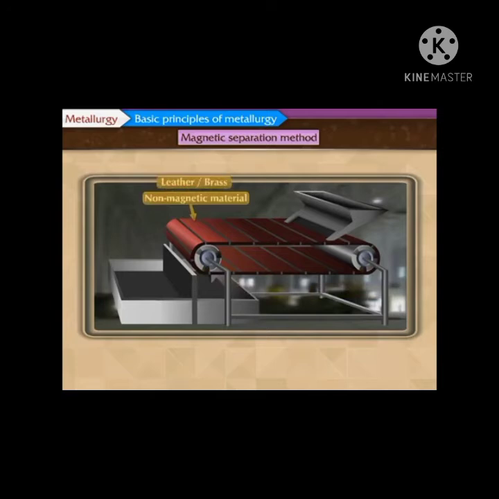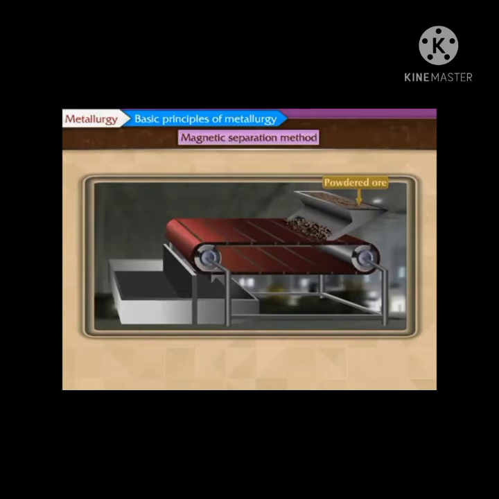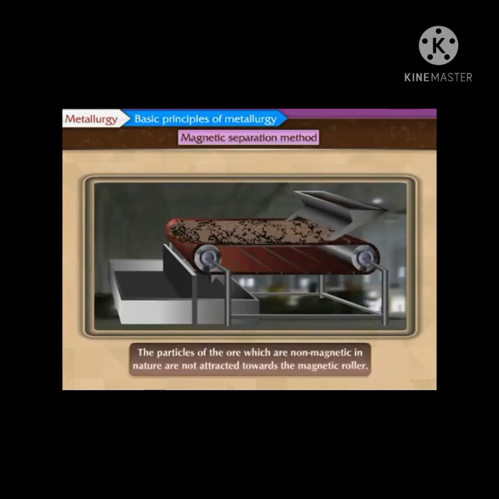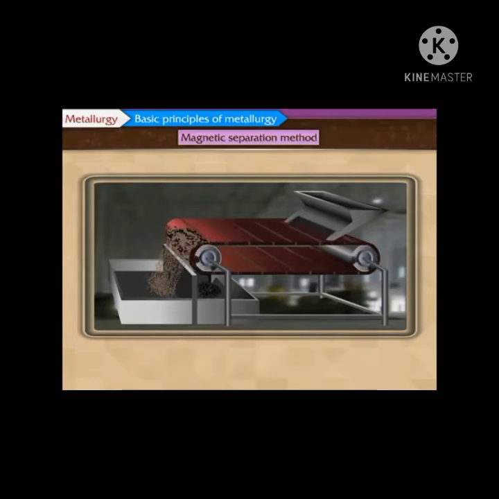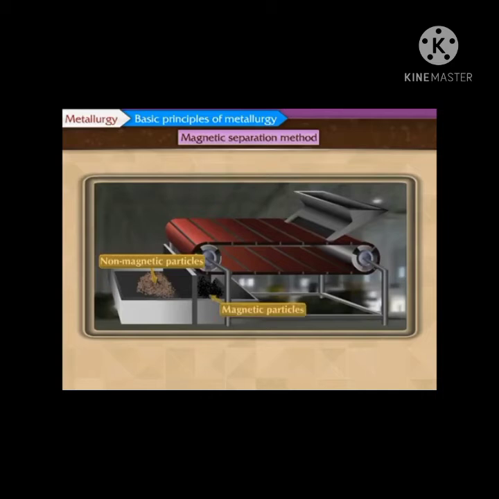The conveyor belt which is moving around the rollers is made up of non-magnetic material, that is, it is made up of leather or brass. The powder ore is placed at the end of the conveyor belt, which is on one side of the non-magnetic roller. There are two collecting vessels placed below the magnetic roller. The particles of the ore which are non-magnetic in nature are not attracted towards the magnetic roller. They are carried further along the belt and are collected in a collector vessel which is away from the magnetic roller.